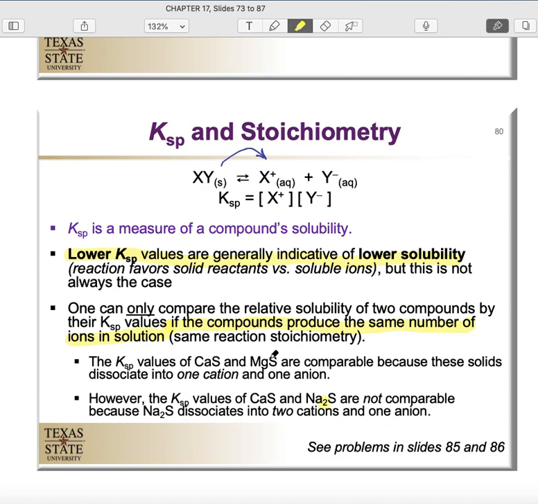All right. And as I mentioned, I will be doing some problems. Those are on slides 85 and 86 so that you can refer back to this later on and make sure that you understand what it says here.